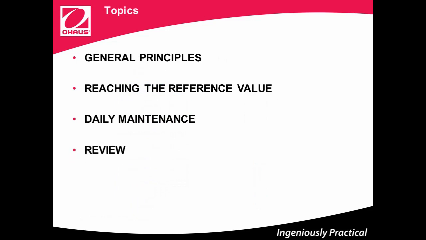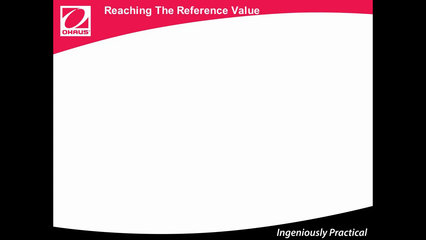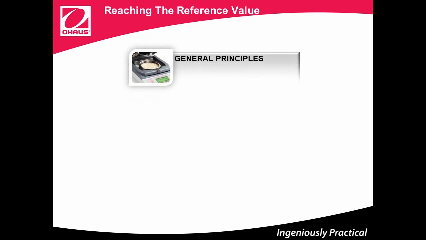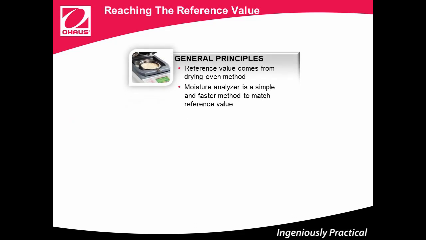Let's have a quick review of what we've learned about moisture determination methods and how to optimize results when using the OHAUS MB Moisture Analyzer series. General principles. The drying oven method is the traditional way to get a moisture content value. This value is usually referred to as the reference method. However, this method is too slow and requires a lot of manual effort. A moisture analyzer is simple to use and results are ready within a few minutes.